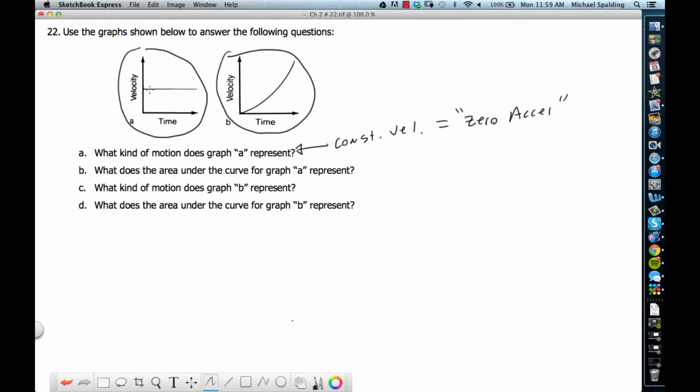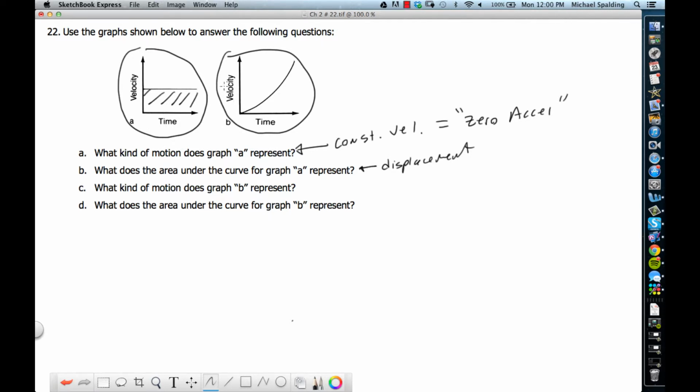Okay, B, what does the area under the curve for graph A represent? So the area under this graph, what is it? The displacement. Okay. C, what kind of motion does graph B represent?